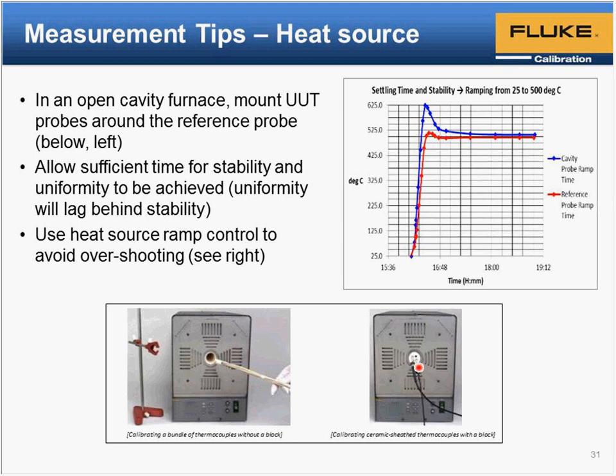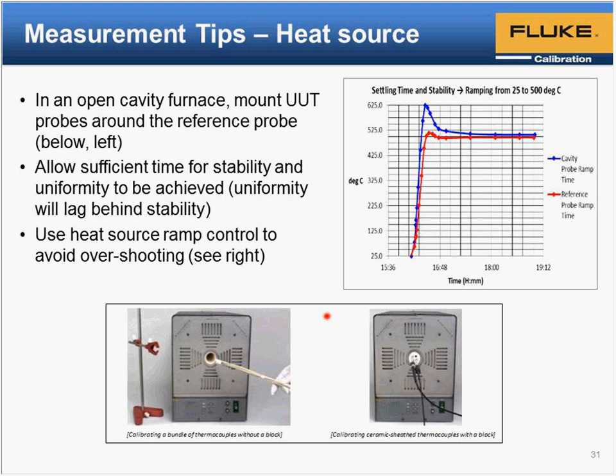Keep in mind that when you are transitioning from one temperature to the next, the furnace will reach stability and then settle into its uniformity. This graph here is showing two probes that are sitting inside of a furnace, and the furnace is ramped from room temperature up to 100 degrees Celsius, and it shows that the furnace overshoots a little bit. The reference probe's chart is in red. The cavity probe: this was an experiment on one of these furnaces being used with an open cavity. So there was a probe in the rear of the furnace.